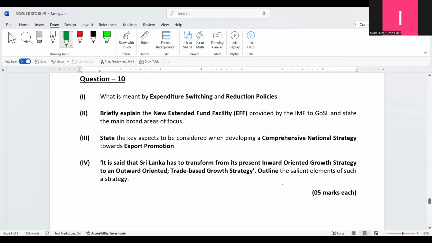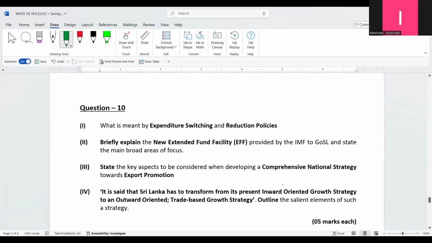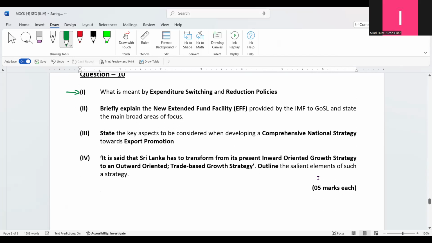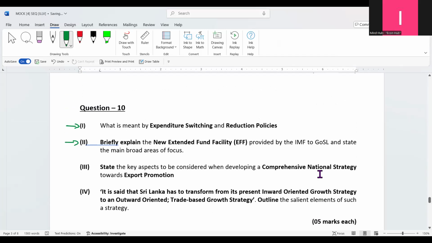Question 10, just be updated on these concepts of expenditure switching and expenditure reduction. Question 10, part 1 and part 2.